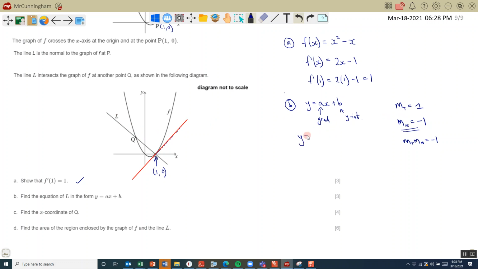So let's put that in. y equals negative 1x. And now I need to work out what the y-intercept is, and I need to do that by subbing in a value for x and y. And I know that my line L, the normal, goes through this point 1, 0. Okay, it goes exactly through here, so I'm going to sub this point in for x and y. So y is 0, x is 1, so it becomes negative 1. And then add 1 to both sides, so b equals 1. So my equation is y equals negative x plus 1. Okay, let me put a box around that.